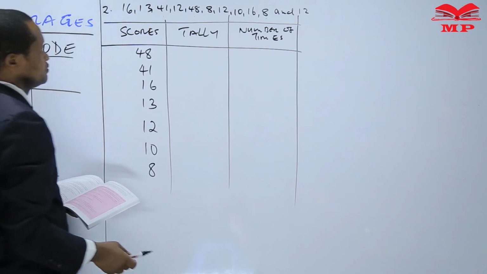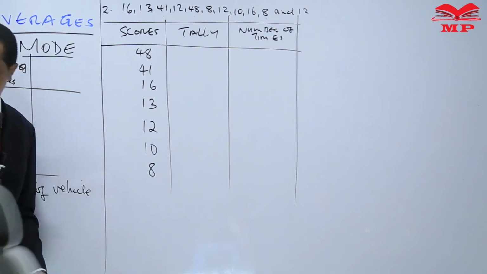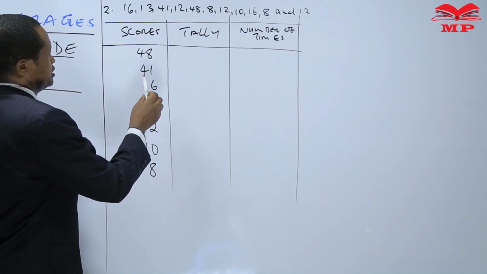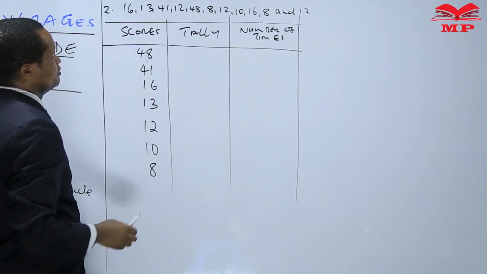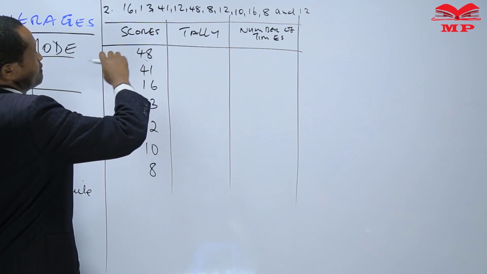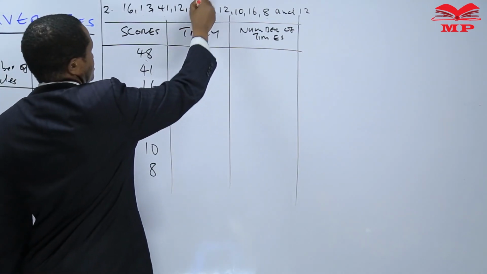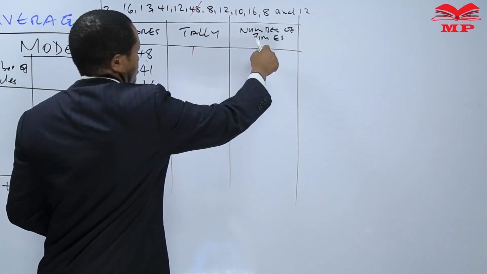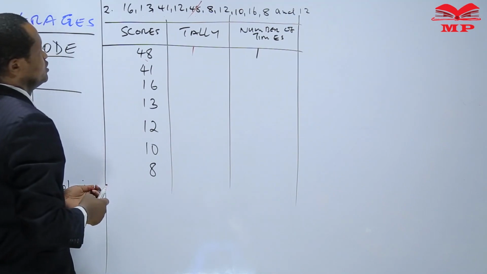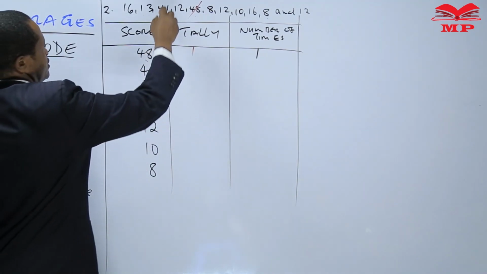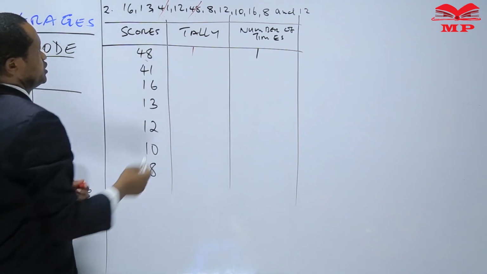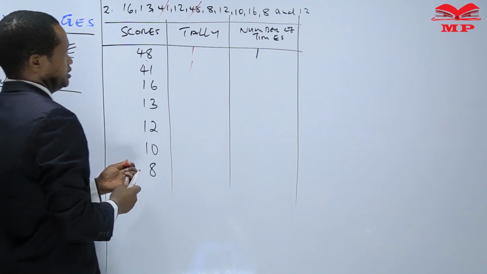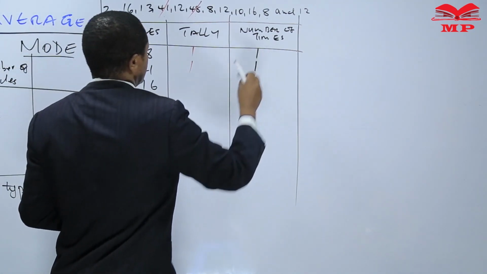So we have picked the scores. Then we can tally. How many students scored 48 marks from this data? 48 marks is 1. We tally 1 and write here 1. Then 41, only one student scored 41 marks, so we have that tally there, then we write here 1.